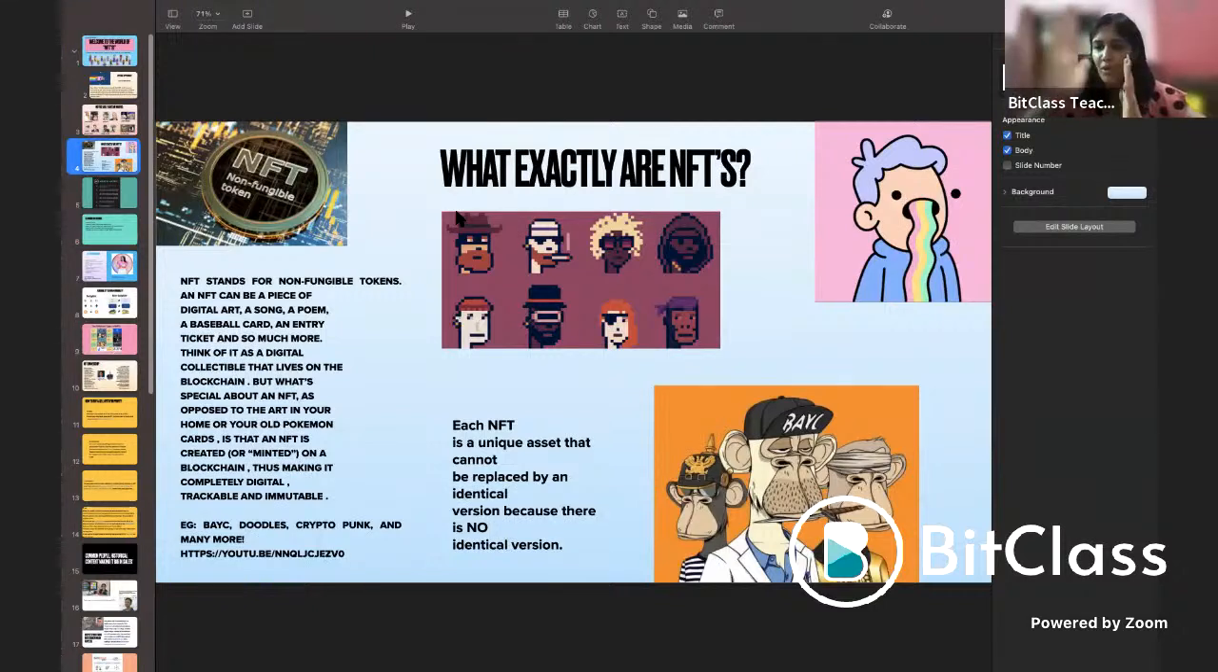So I've put some different art collections from the popular ones. Let me discuss with you guys. At the top right, you can see the Doodles collection. All right, this is the Doodles collection. At the center, you can see CryptoPunks.